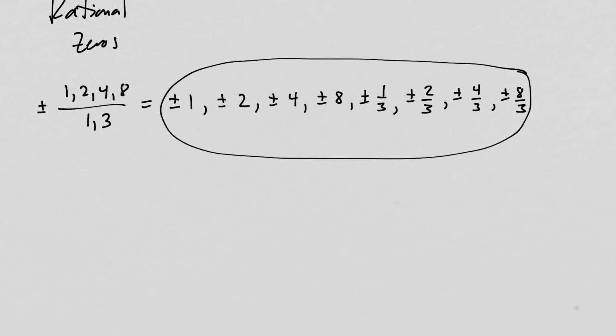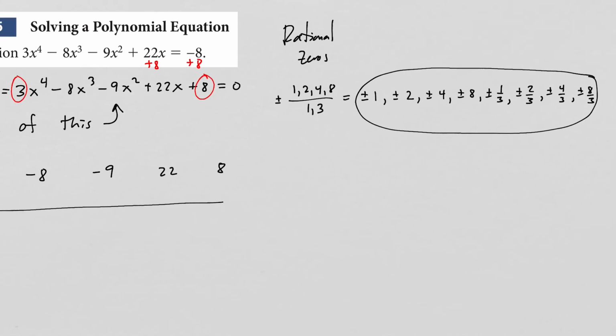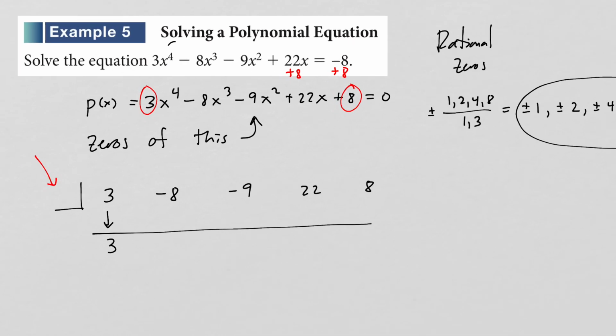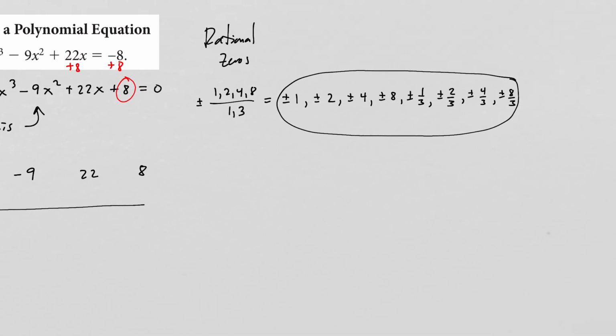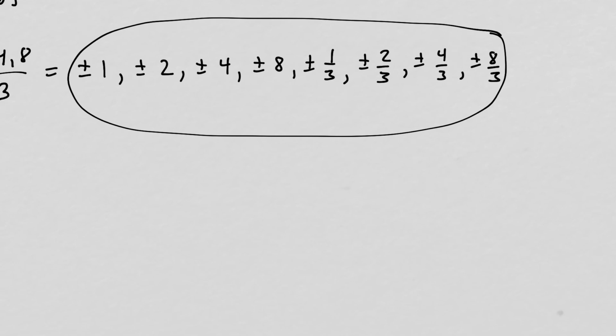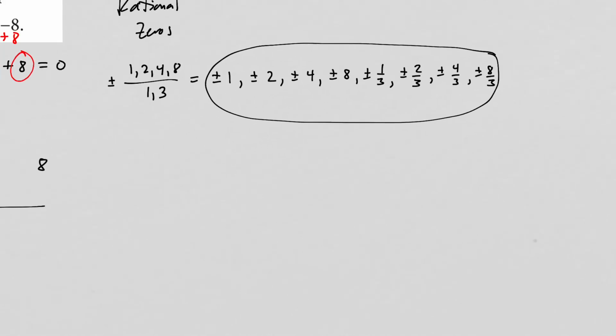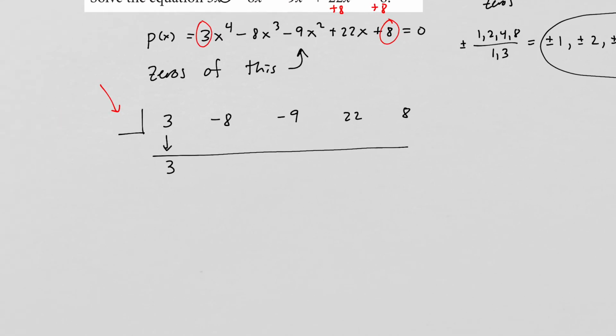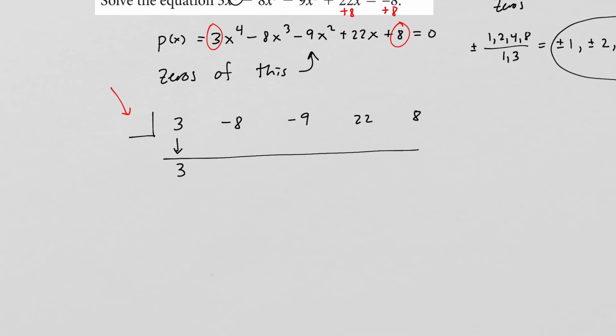And that can seem a little bit overwhelming, but remember, this is a 4th degree equation. So this can have at most 4 zeros. So it's not going to be all of these numbers. It's just that these are the only numbers that are possible. So when you go to do this, I recommend you start by trying to guess a whole number here. And I always like to start with the number 1. So let's go through the process.